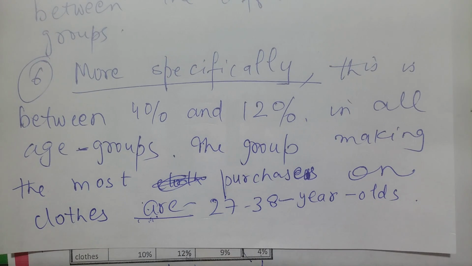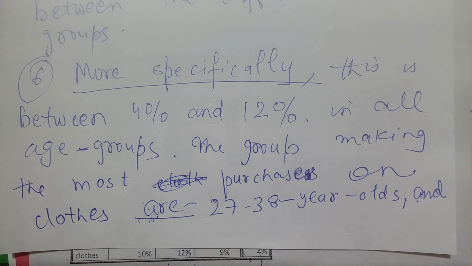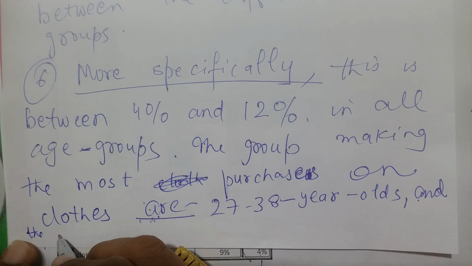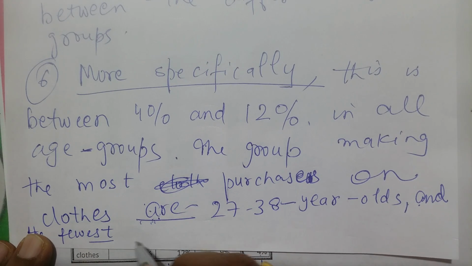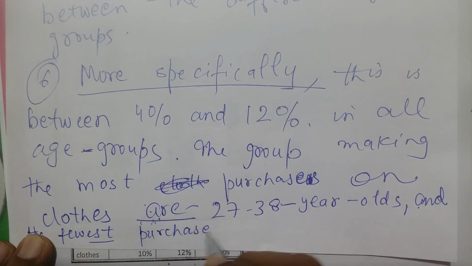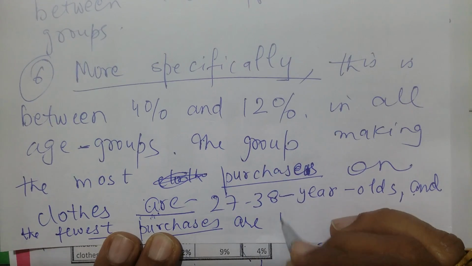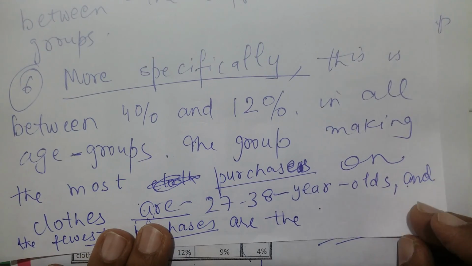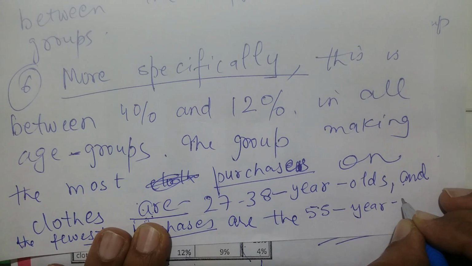Because we are talking about the tenses working on the age groups. So comma here and, right. Fewest purchases. I'll complete. I don't want to take another page. So fewest purchases, right, are there. Which age group? 4%, 55 plus, right? So 55 year olds.